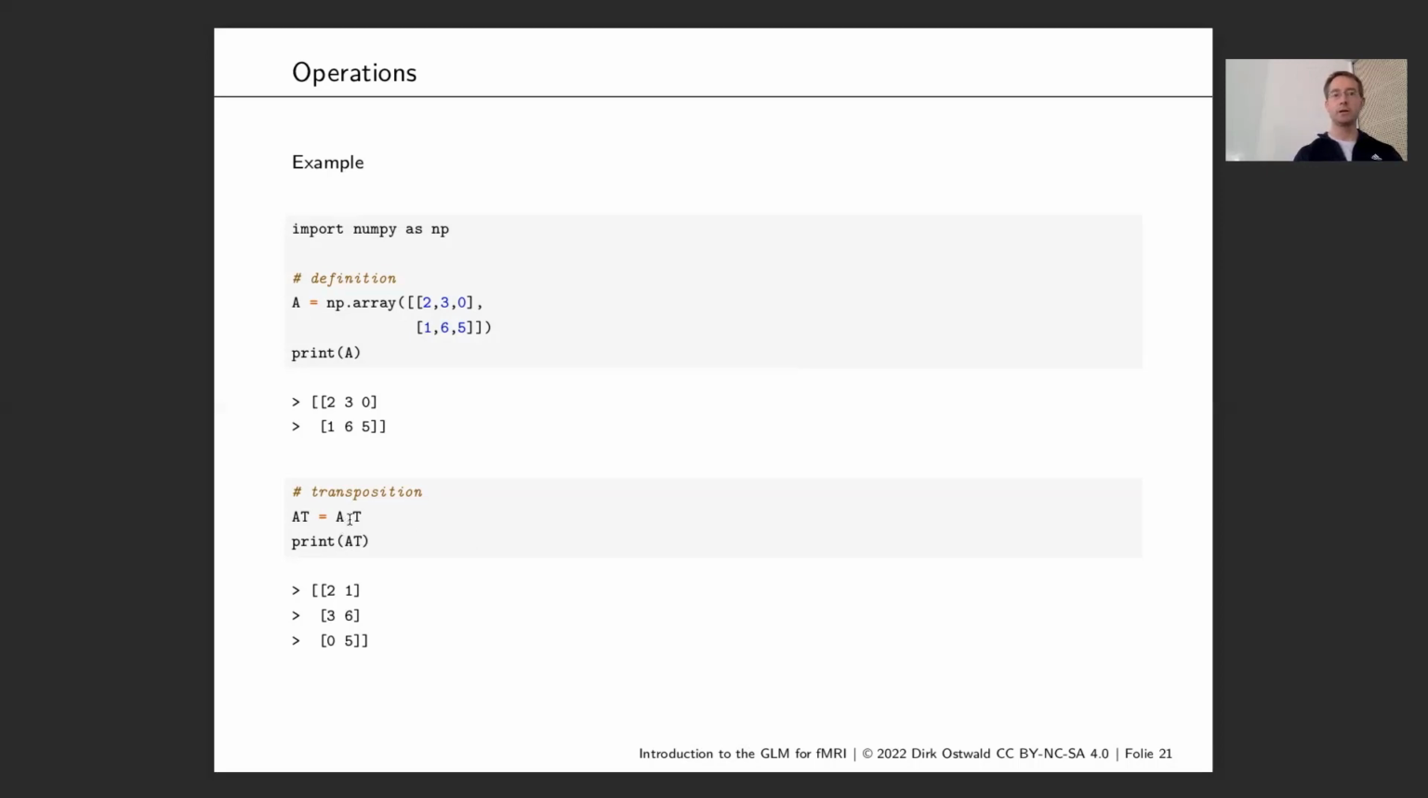In NumPy, you do that with this kind of operator notation. You put a dot and a T behind your matrix, and then you get the transposed matrix.